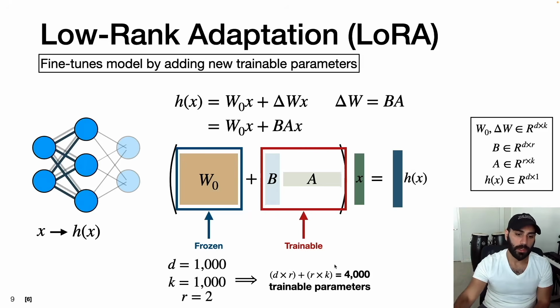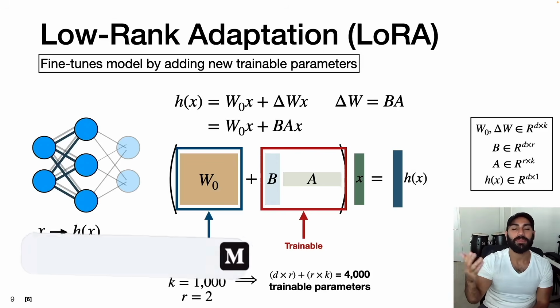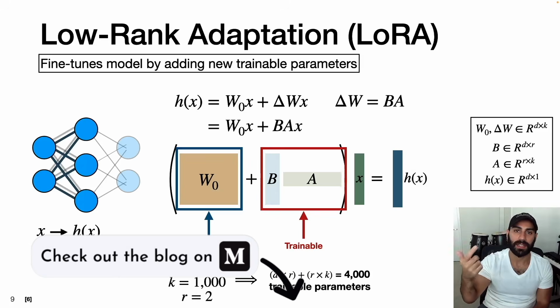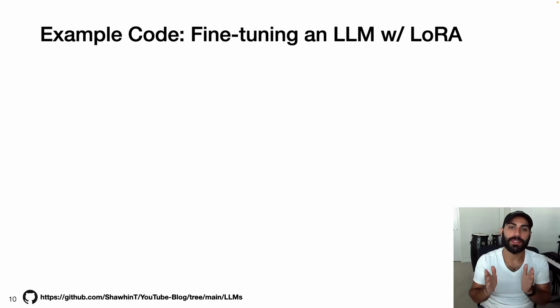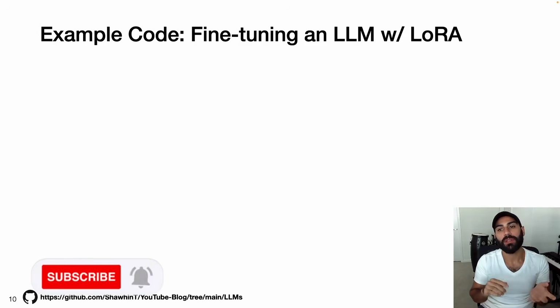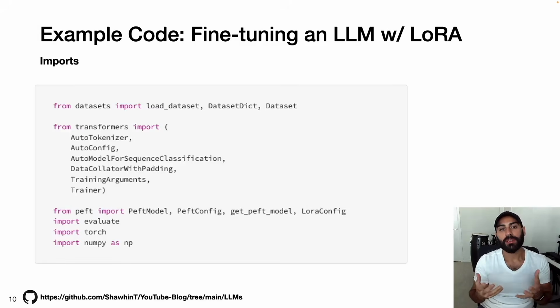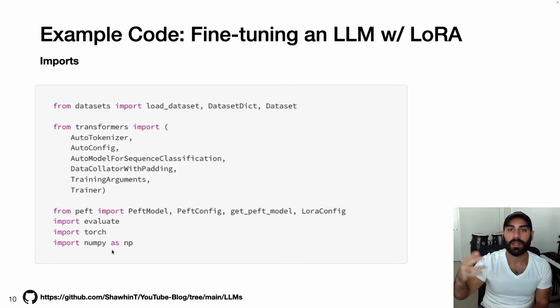If you want to learn more about LoRA, check out the paper linked in the description below, or if you want something that's a bit more accessible, check out the blog in Towards Data Science where I talk about this a bit more. Let's dive into some example code and how we can use LoRA to fine-tune a large language model. Here I'm going to use the Hugging Face ecosystem, namely pulling from libraries like datasets, transformers, PEFT, and evaluate, which are all Hugging Face Python libraries, also importing PyTorch and NumPy for some extra things.